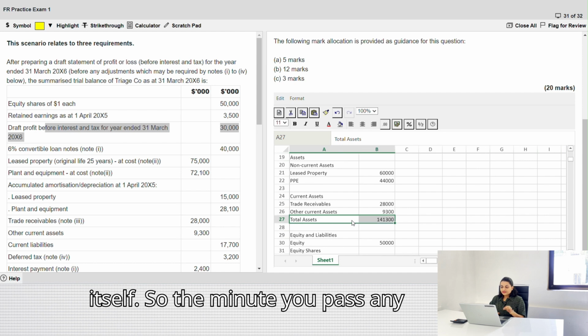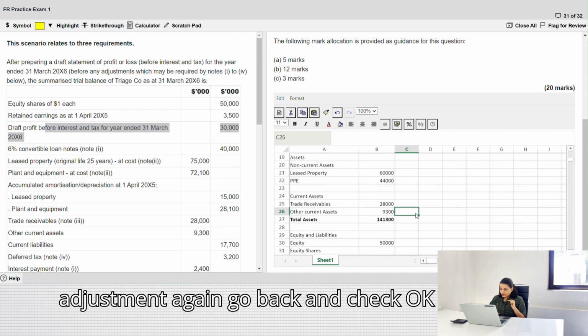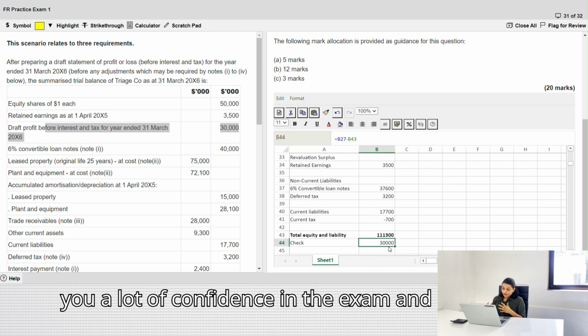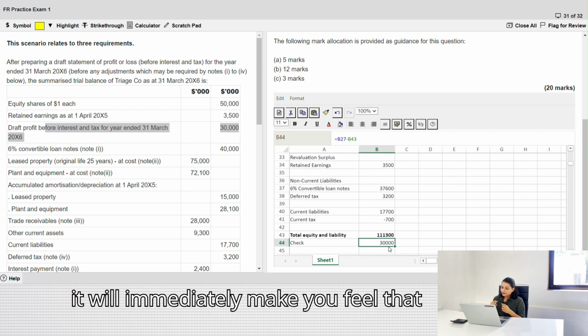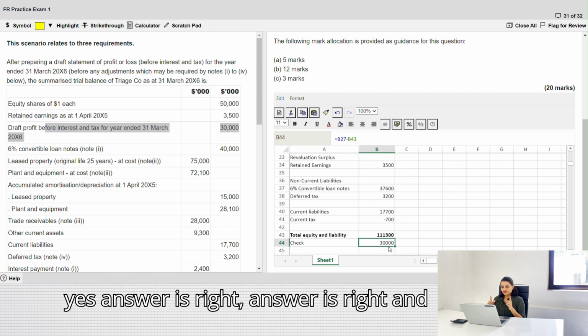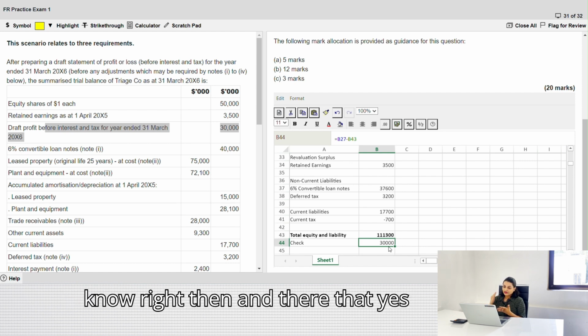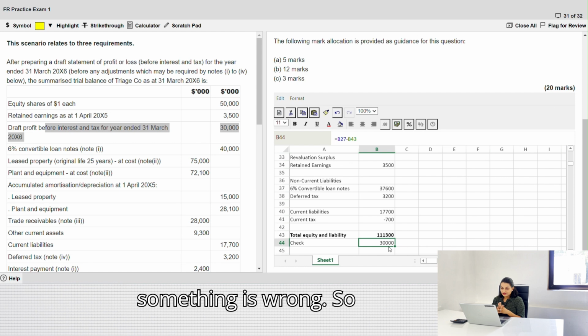So the minute you pass any adjustment, again go back and check, okay, balance sheet is 0, so I am sure my adjustment is correct. So this will give you a lot of confidence in the exam and it will immediately make you feel that yes, answer is right, answer is right. And if you are going wrong anywhere, you will know right then and there that yes, something is wrong. So please follow this hack.